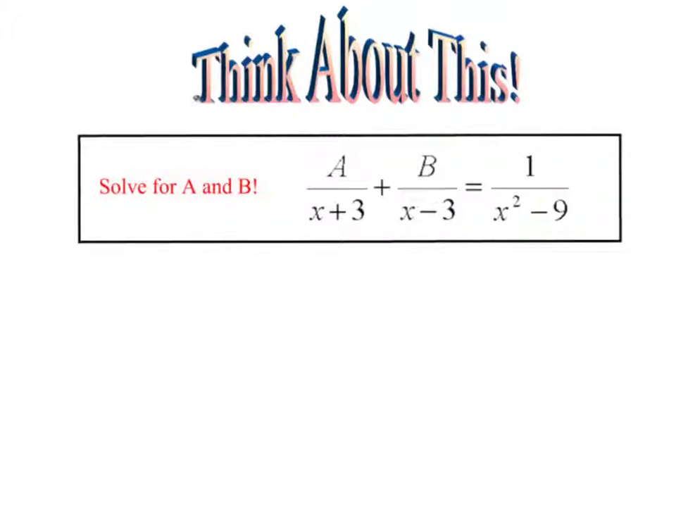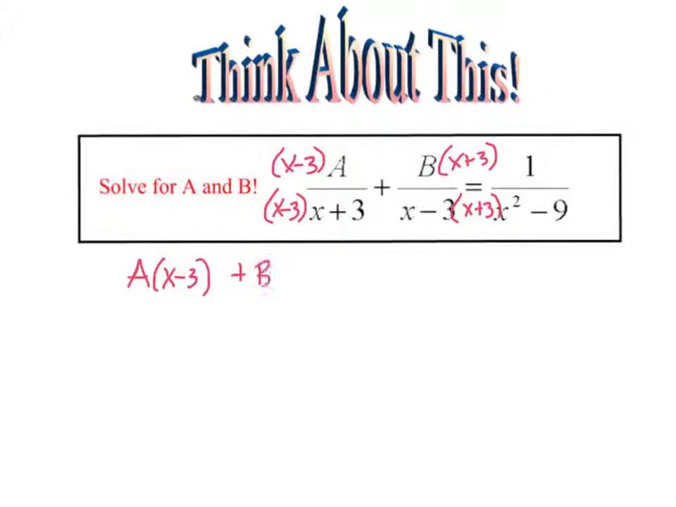Well, the first thing I think you should always hopefully look to do with fractions is get a common denominator. So think about multiplying this by x minus 3 over x minus 3 and multiplying this by x plus 3 over x plus 3. So what I get is a multiplied by x minus 3 plus b multiplied by x plus 3, all over, and if you multiply x minus 3 times x plus 3, of course you get x squared minus 9. And that's equal to 1 over x squared minus 9.